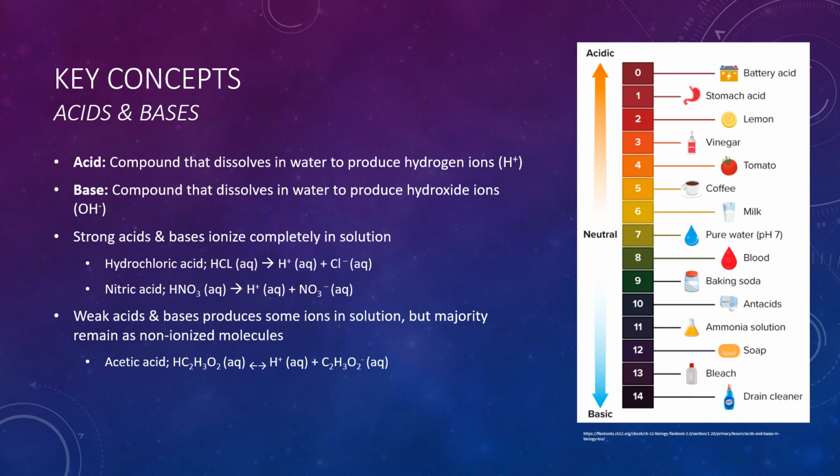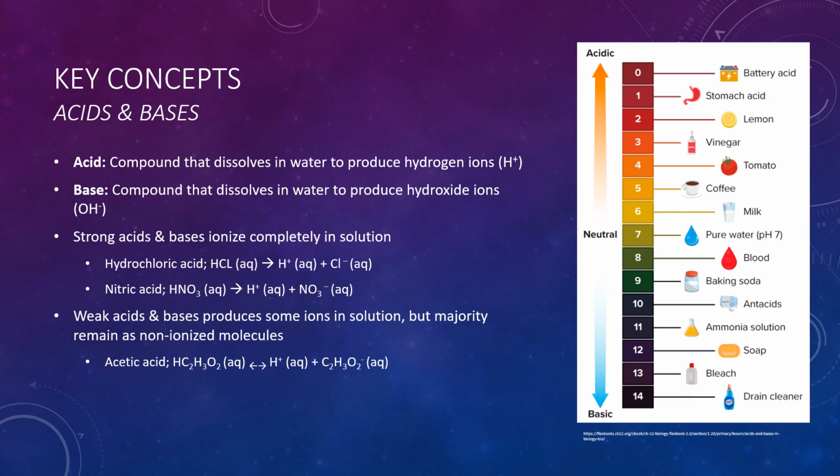So an acid can be defined as a compound that dissolves in water to produce hydrogen ions, whereas a base can be defined as a compound that dissolves in water to produce hydroxide ions. Now within those definitions, we can further subcategorize acids and bases as strong and weak.